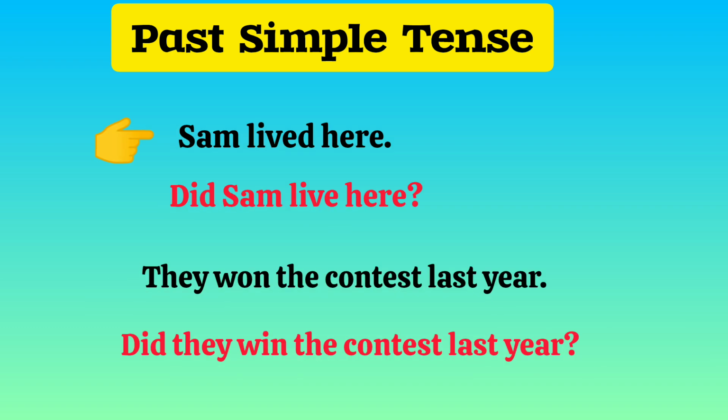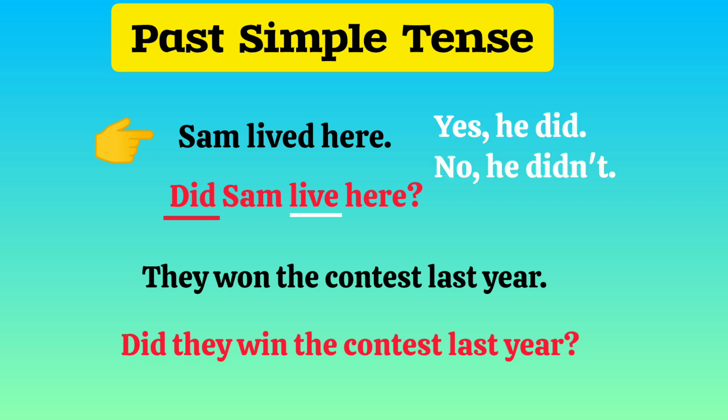The last one, Sam left here. There is no be verb in this sentence. And instead, we see the action verb left. So, what we have to do? No matter what the subject, we start the question with did. Did Sam live here? You will notice that the verb is no longer in the past tense. We use the base form of the verb. Did Sam live here? And the answer could be yes, he did, or no, he didn't.